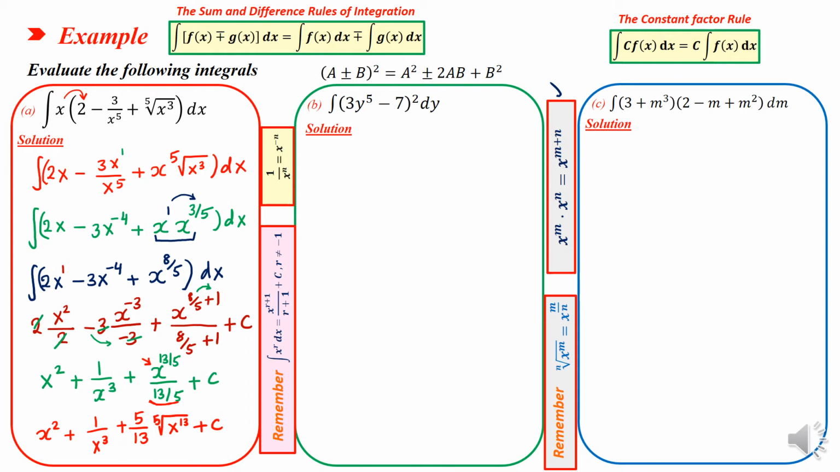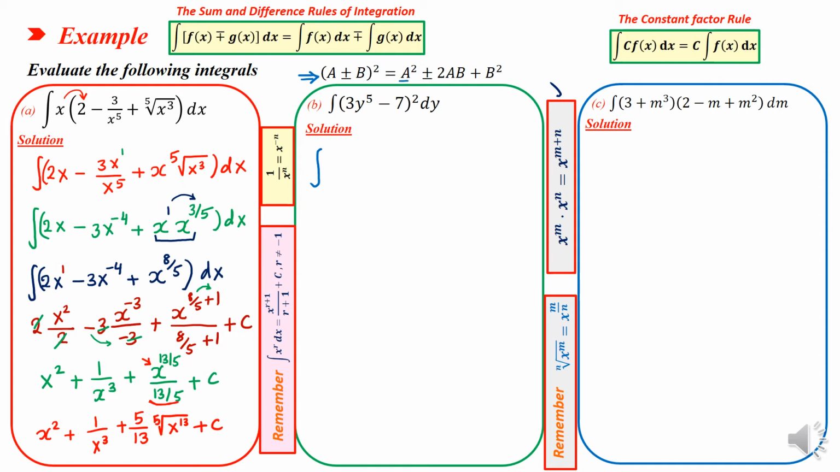Now in part B we have the integration of (3y to the 5th power minus 7) all squared. So first you have to expand the expression inside the integration before you start the evaluation of this integration. So this is the integration of (a plus or minus b) squared.